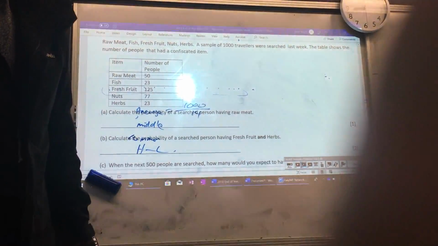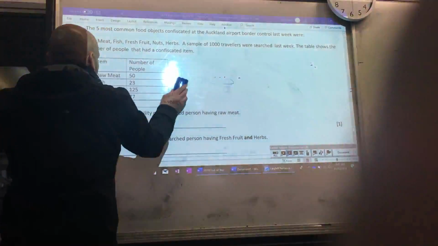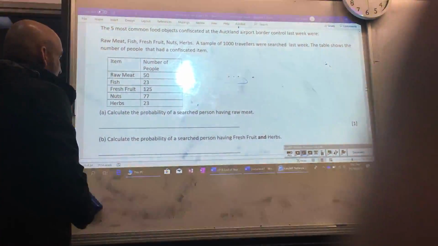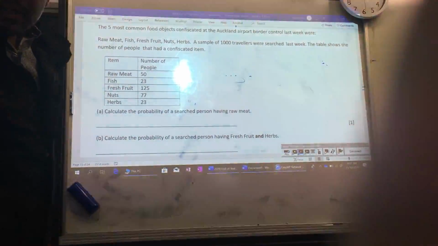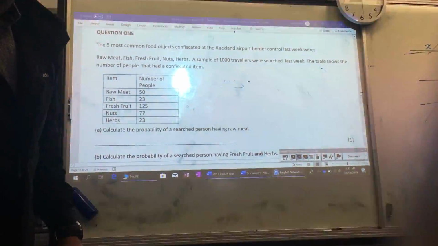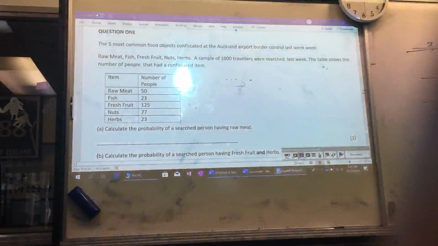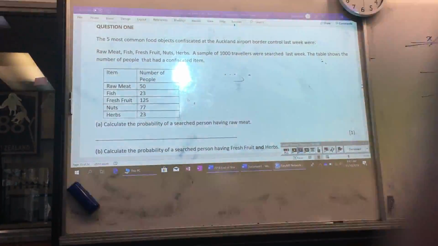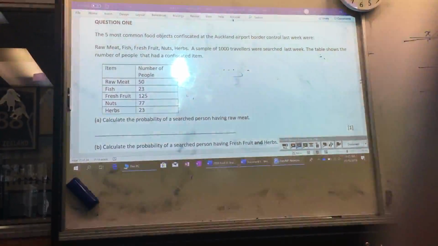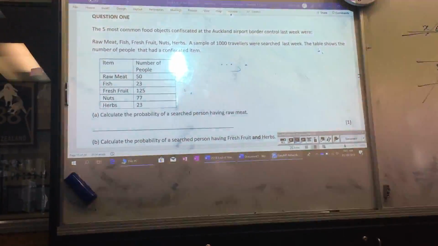The last thing, guys, is probability. So it will be something like, the 5 most common food objects confiscated at the Auckland Airport border control last week were so and so, number of people. Calculate the probability of a person having raw meat.